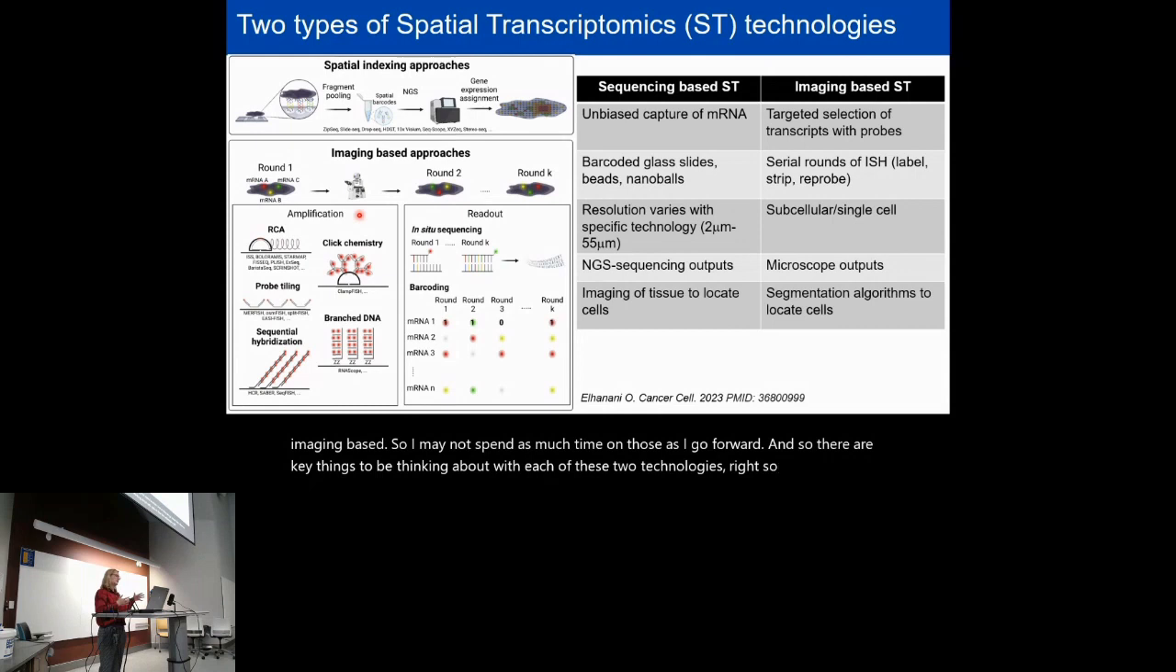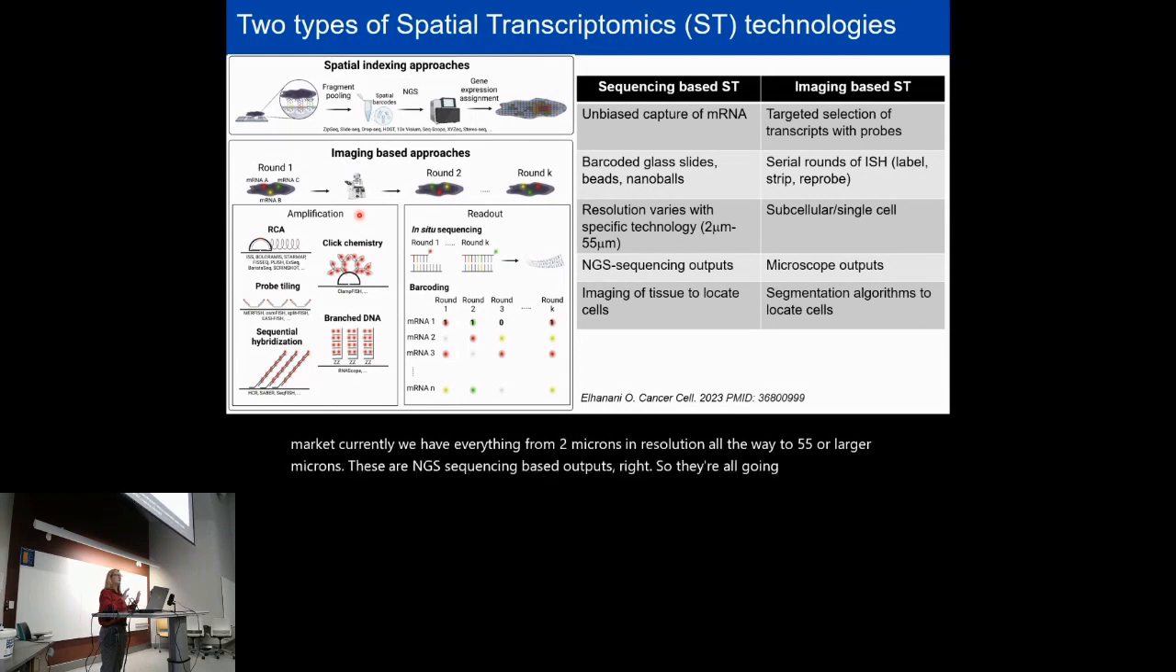So the sequencing-based technologies, and I'm going to go through them in a little bit more detail, in general are aiming for as close to an unbiased capture of the transcriptome as possible. They typically are using either barcoded glass slides, beads, or nanoballs. The resolution of these technologies really varies tremendously with the different application. Right now on the market, we have everything from 2 microns in resolution all the way to 55 or larger microns.